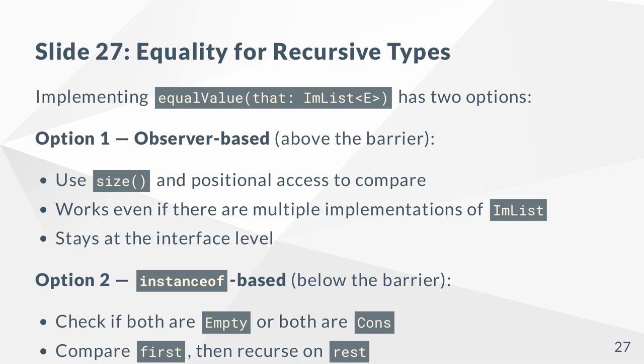Implementing equalValue for a recursive type has two options. Option 1 is observer-based. Use size and positional access to compare the two lists element by element. This works even if there are multiple implementations of ImList and stays entirely at the interface level. Option 2 uses instanceof. Check if both are empty or both are cons. Compare first, then recurse on rest. The instanceof-based approach is generally avoided, but equality for recursive types is one of the few cases where it is considered the least bad option, because the recursive structure naturally drives the comparison.